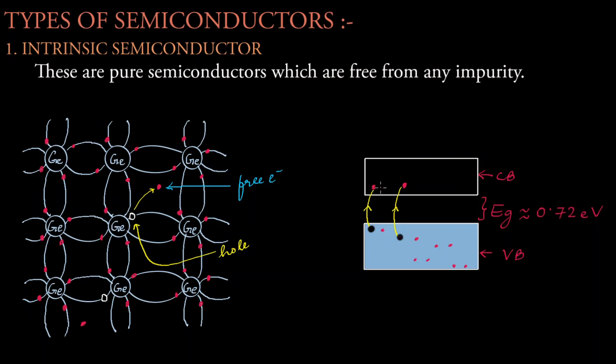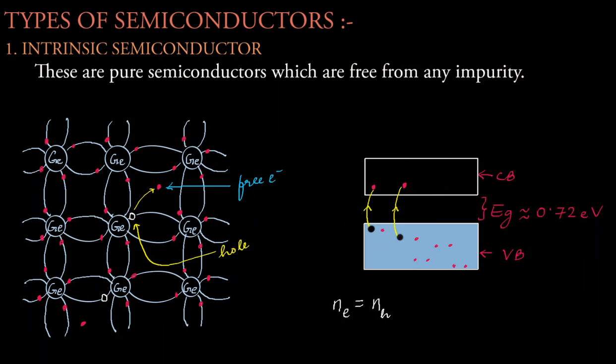That means the number of electrons in the conduction band, these are the electrons which are already freed, they are the free electrons. The number of electrons in the conduction band is equal to the number of holes in the valence band. So we can write Ne is equal to Nh. What is Ne here? Ne here is the number density of electrons in the conduction band, and Nh here is the number density of holes in the valence band. Is it clear? Now what will happen if we apply electric field to this material?